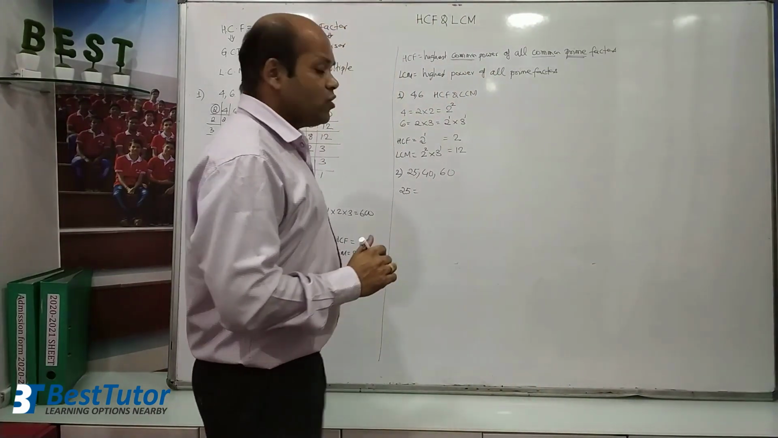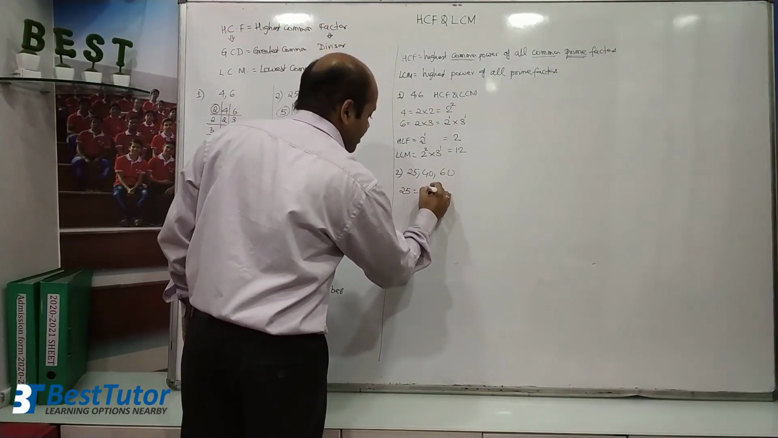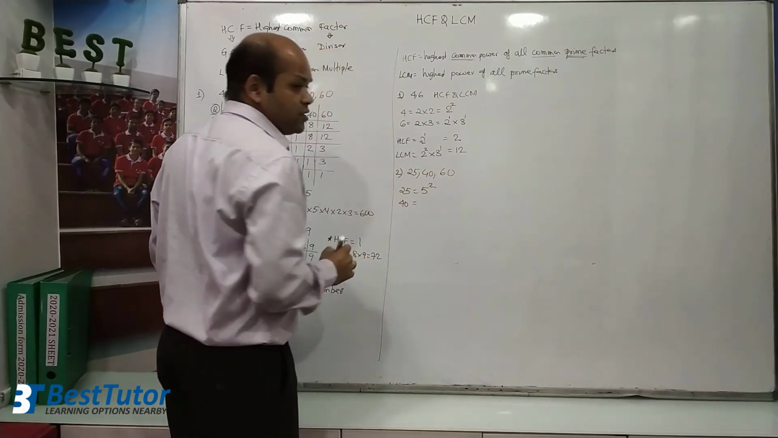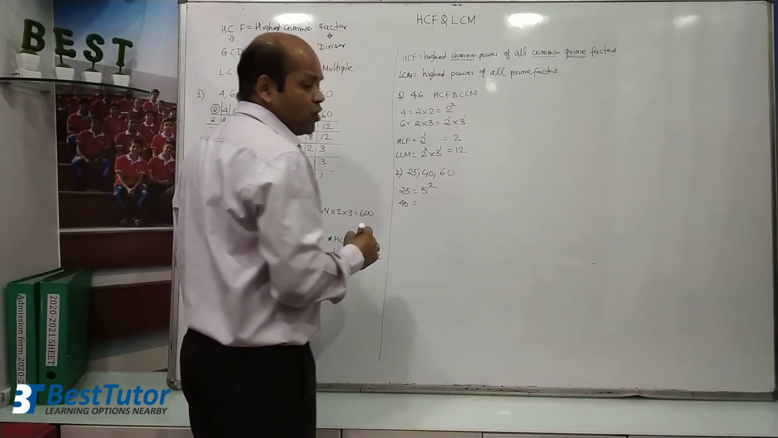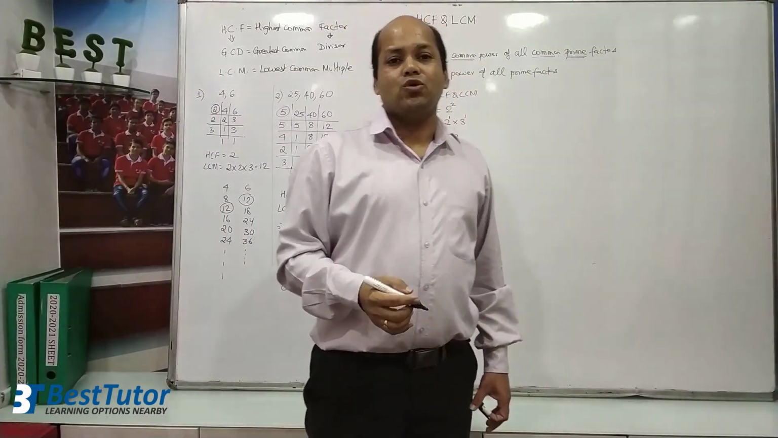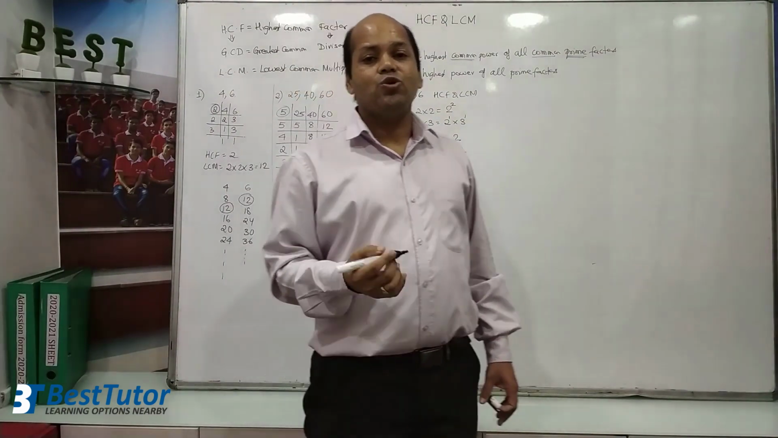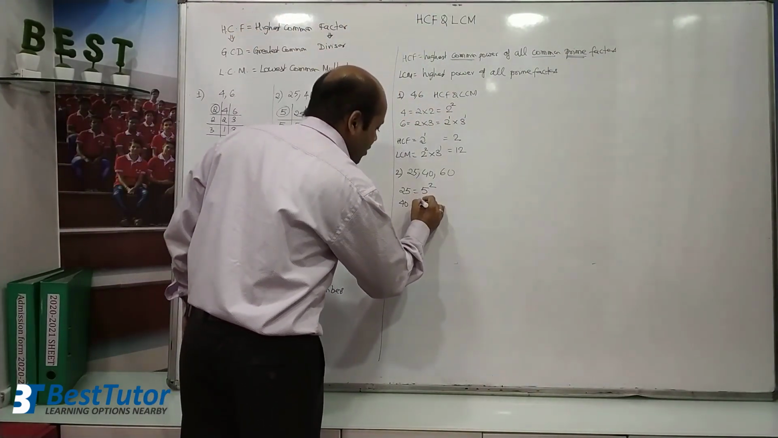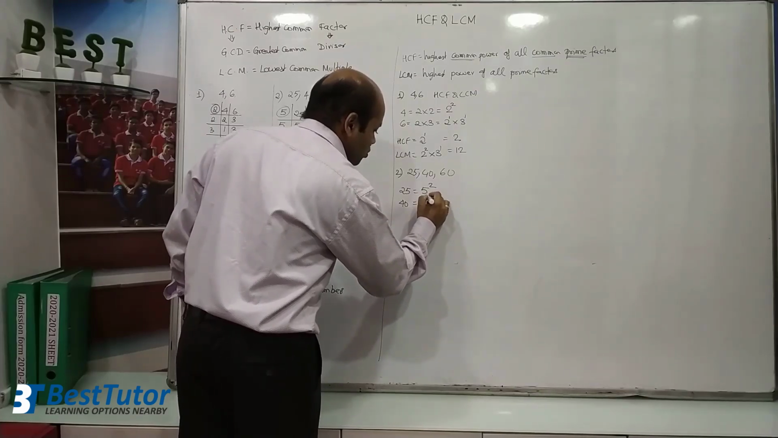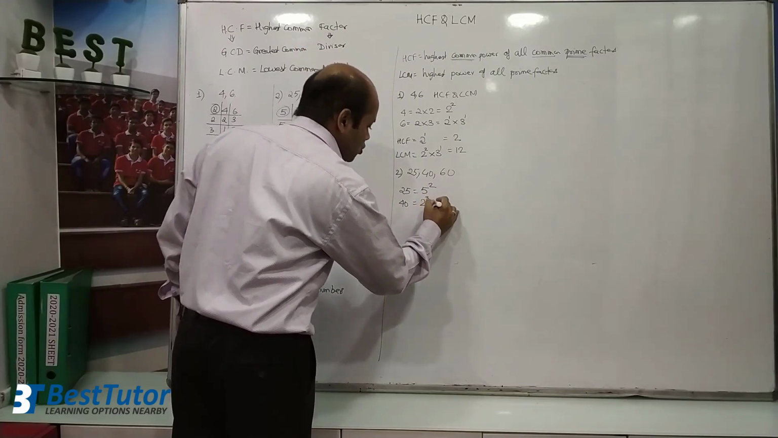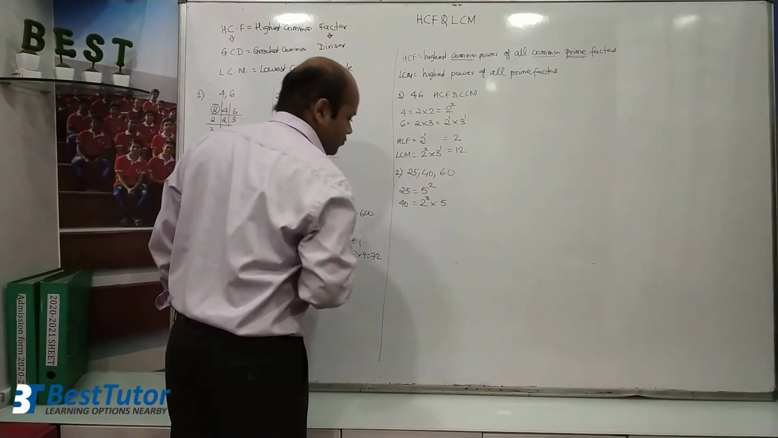Here, what is 25? 25 is 5 square. What is 40? It is 5 into 8. What is 8? 2 into 4. That is 2 into 2 into 2. I'm going slow so that everyone understands. So it is 2 into 2 into 2, that is 3 times 2, that is 2 cubed into 5.